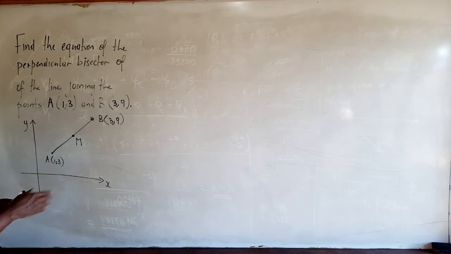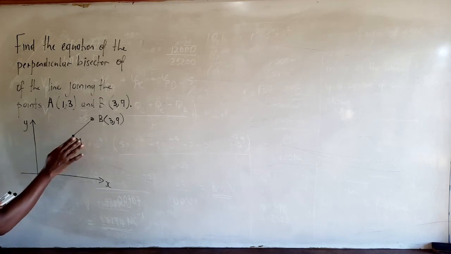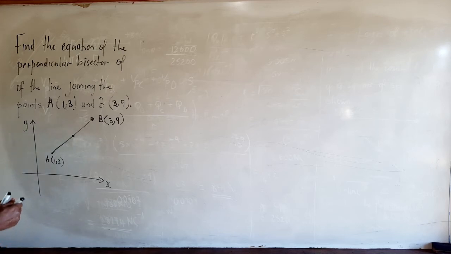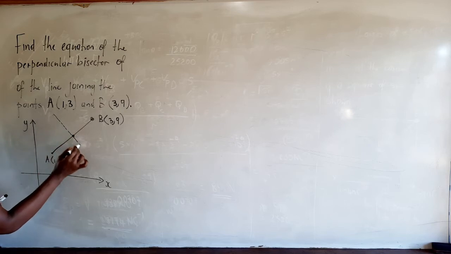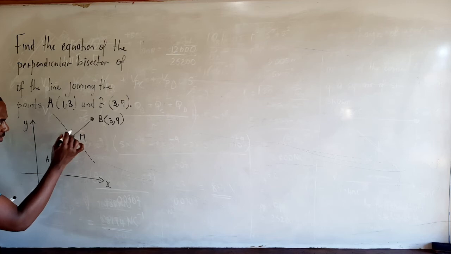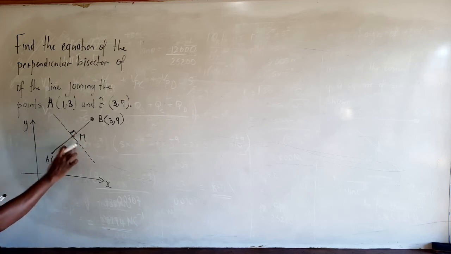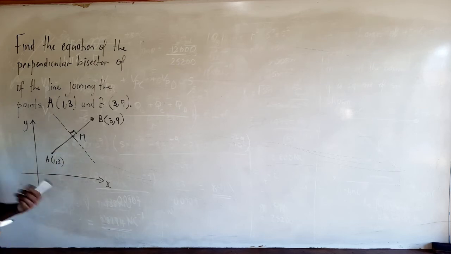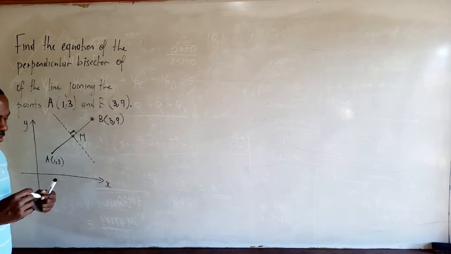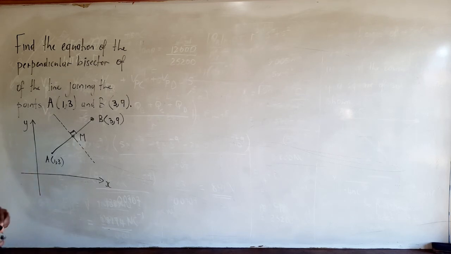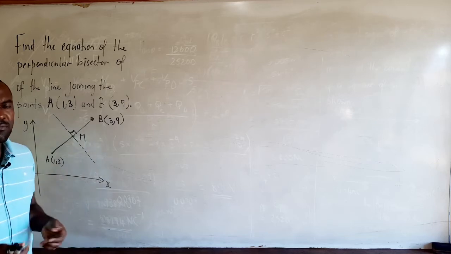Now, the perpendicular bisector of this line, of course, will pass through the midpoint M, and as expected, it will be perpendicular to the line AB. So this is the midpoint M, and the perpendicular bisector of any line will pass through the midpoint of the line and be perpendicular to the line. There are two things that we need to find. We need to find the midpoint of the line AB, and we also need to find the gradient of the line AB.